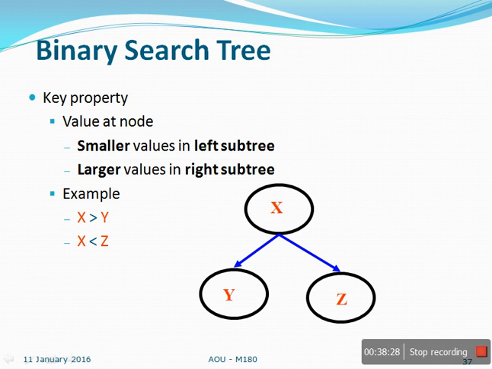Now the key property for this is the value of a node. Based on the value of the node, we put the smaller values on its left and the larger values on its right. Smaller means smaller than x, larger means larger than x. So any smaller value is put on the left of the root node, and any larger value is put on the right of the node.